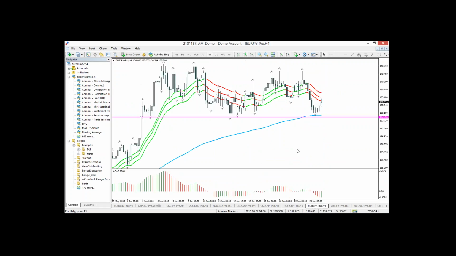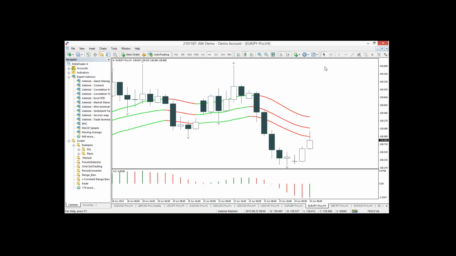Euro yen is a trade I did take myself. I took it because, as I said, I would take it if the candle closes bearish. Actually, I said if the candle closes near the low, which it definitely did, to be precise.